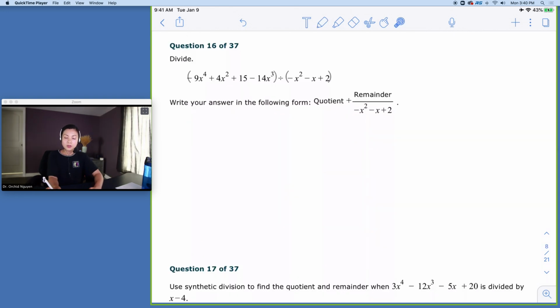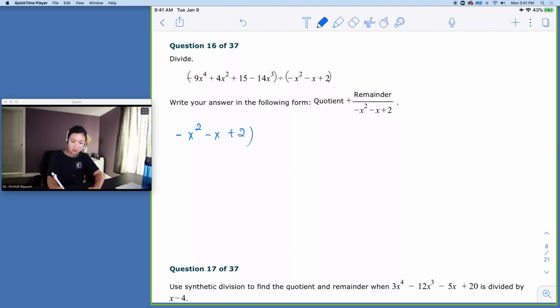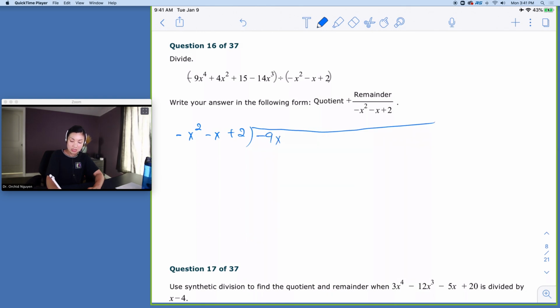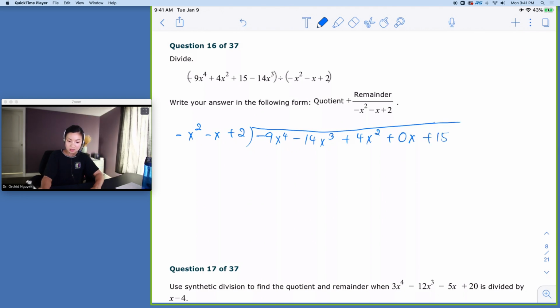Okay. For number 16, you see that they don't put it in order, so you have to rearrange and put it in order. So first, let me put down negative x squared minus x plus 2. And now we put it in order. So I have negative 9x to the 4th minus 14x cubed plus 4x squared. We don't have x, so I have to put it in. Plus 15. Okay, so I put this in.